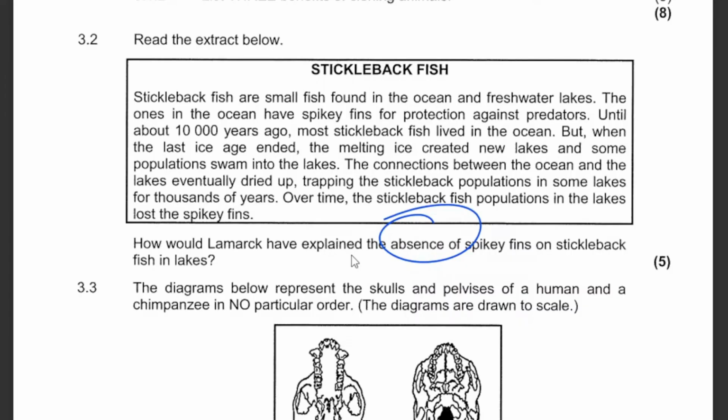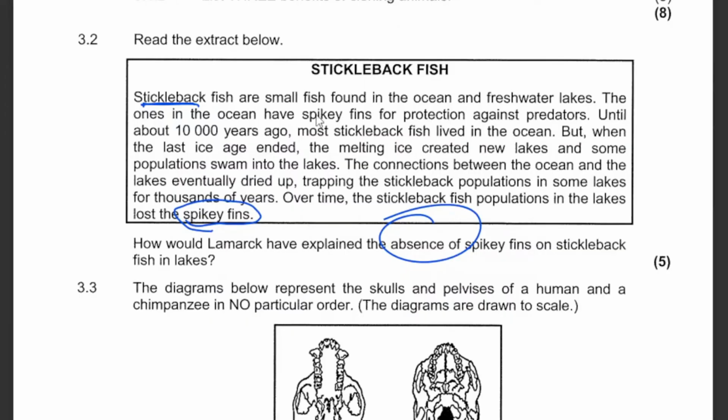So you're going to explain to us that there was no variation among these fish. All of them had what? They had the stickleback or spike fin. All of them had the spiky fins. Okay, that's step 1, meaning that there was no variation. All the fish had the spike fins.